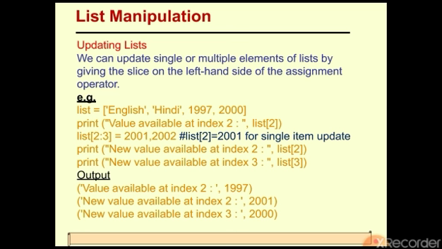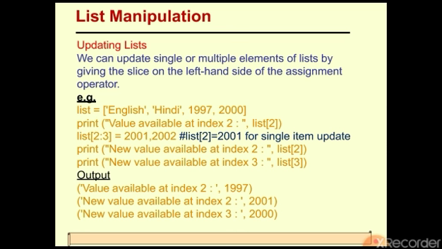Now we can update single or multiple elements of a list by giving the slice on the left hand side of the assignment operator. There are two sides of the assignment operator. On the left hand side we can have any variable, and on the right hand side we usually mention the value of the variable. Similarly, we can have the list slice on the left hand side of the assignment operator, and any value on the right hand side. In this way we can set new values for the elements of our list.